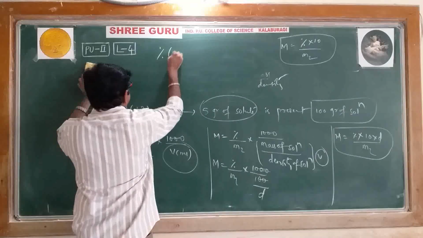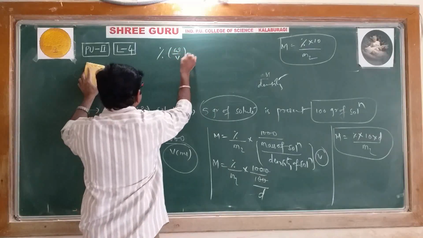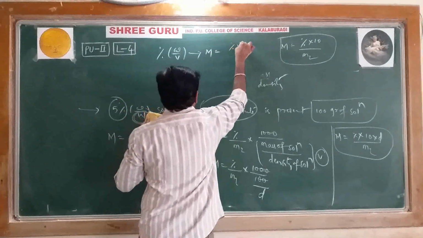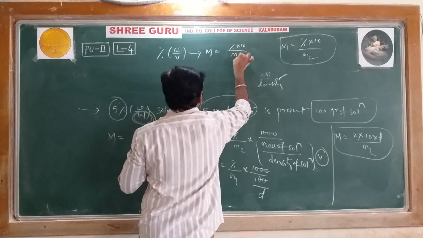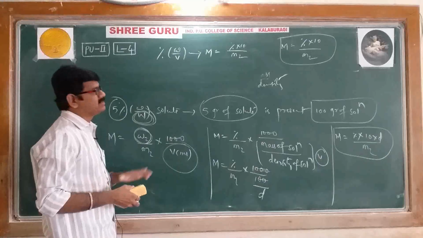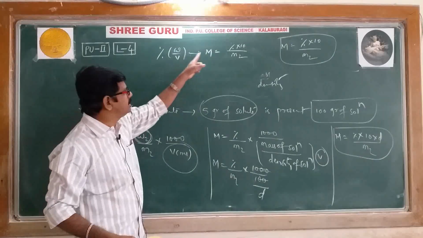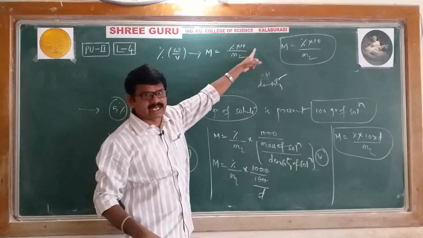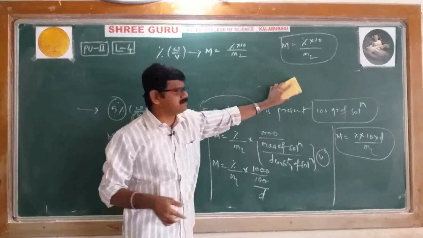When percentage W by V is given, what is the molarity formula? Just percentage into 10 divided by molar mass of solute. Because here the volume term is there, in the molarity also the volume term is there. No density factor, like that you have to remember.